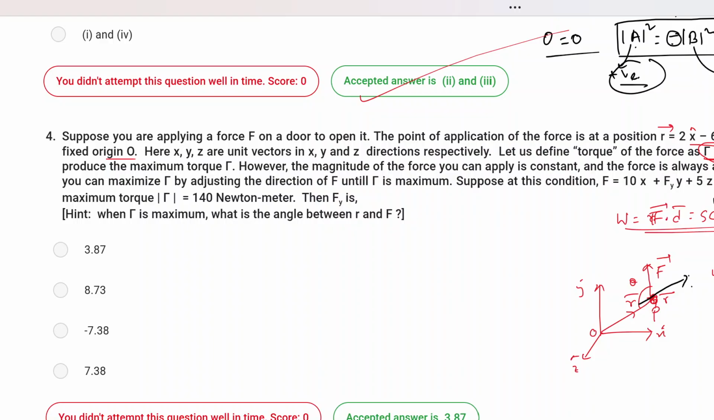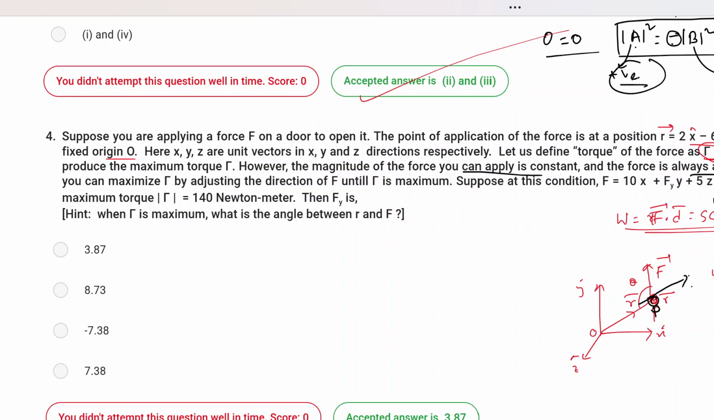But in the question, they are prohibiting both of these things. They are saying that the magnitude of the force you apply is constant. So clearly, this option is not allowed; you cannot increase your force to increase your tau. Similarly, they have mentioned another thing, that the force is always applied at the same point P. That means you cannot shift this point P by yourself to increase your mod R. So that is also not allowed.